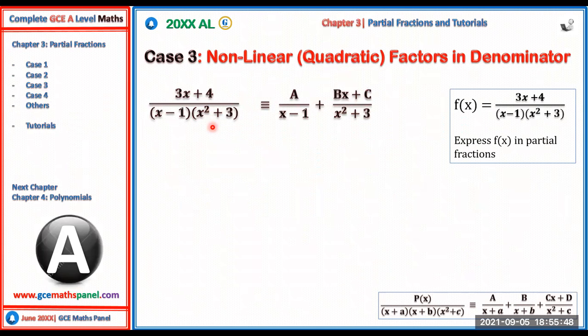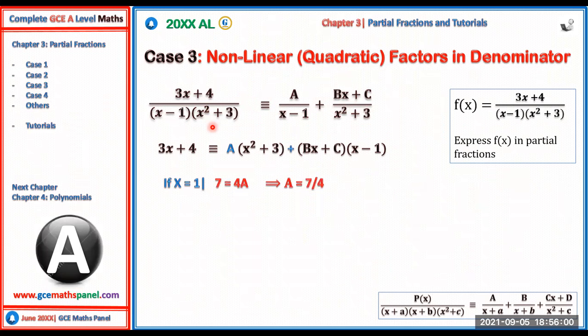And on the left-hand side, multiply all through by this LCM, we are left with 3x plus 4 identical to A into x squared plus 3 plus Bx plus C into x minus 1. When x is equal to 1, and we substitute all through, we have 7 is equal to 4A, and A is equal to 7 on 4. Now, I cannot use x equal to 0 for this factor. If I equate this to 0 and solve, I will have x equal to plus or minus i root 3, which is a complex number, and we don't need that here. So this will finally give us the value of C to be equal to 5 on 4.